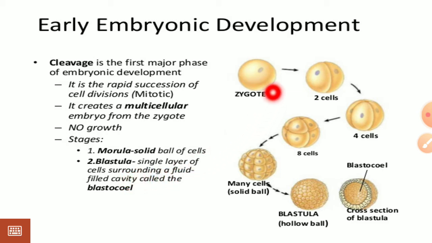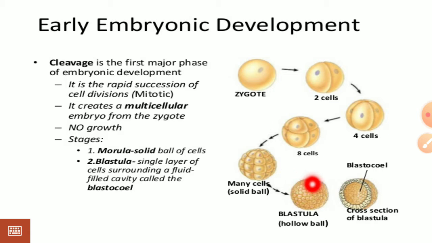First, cleavage starts after fertilization, when the zygote is formed. In the first division of cleavage, the zygote divides into two cells. In the second cleavage, the two cells divide into four cells. In the third cleavage, the four cells divide into eight cells. In the fourth cleavage, the eight cells divide into the 16 cell stage, which is known as the morula. The morula is a solid ball-like structure.